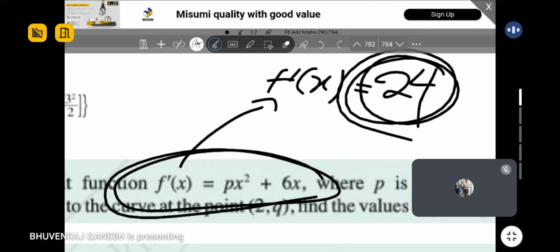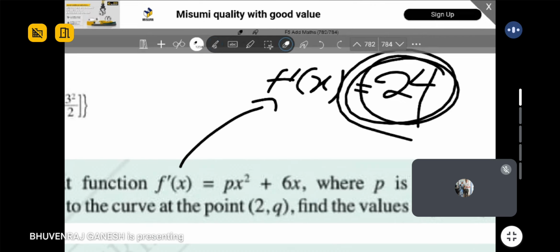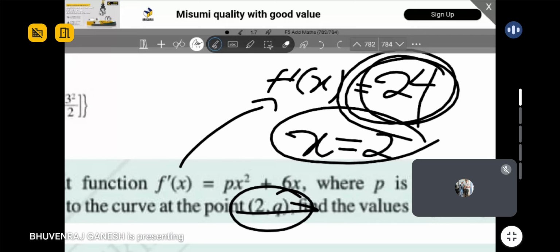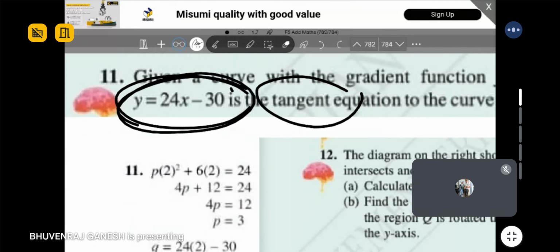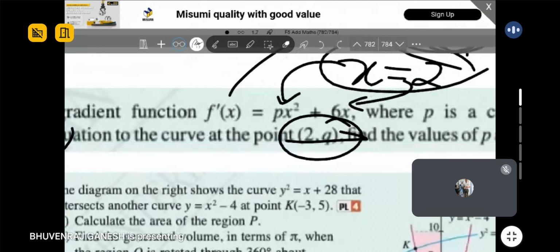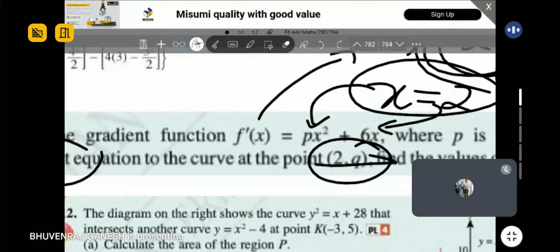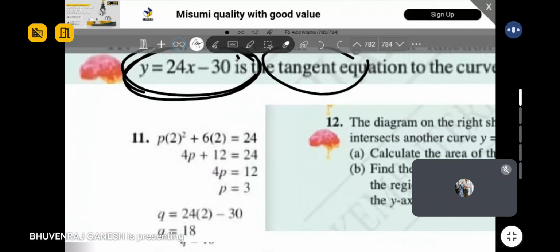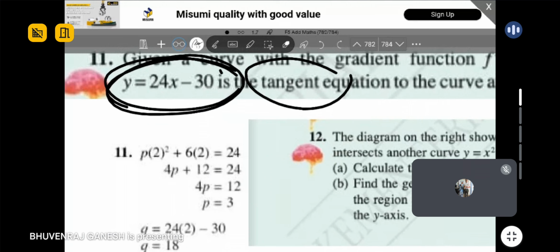Okay. And then they give you another point also, which is 2q. So means that x equal to 2. Correct? So kamu gantikan x sama dengan 2 kat sini. Then you will get the answer for P. Okay, so this is the working. Oh, you must find Q also. Sorry. Let me see. Oh, Q is the coordinate. So once you get the P, you can find out the Q.